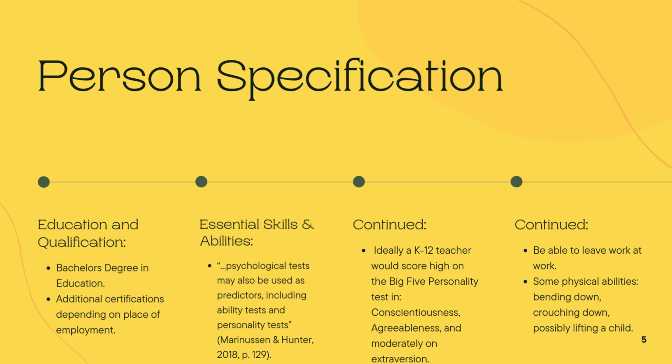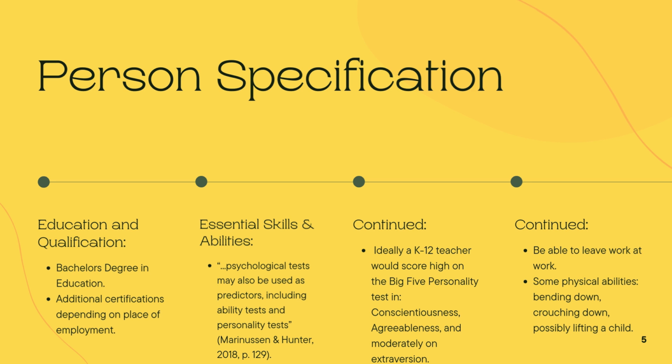Essential skills and abilities. Psychological tests may also be used as predictors, including ability tests and personality tests. Ideally, a K through 12 teacher would score high on the Big Five personality tests in conscientiousness, agreeableness, and a moderate score on extroversion. So teachers need to be conscious and aware of what's going on around them. They need to be fairly easy people to get along with, enjoyable to be around. Just because you're a teacher doesn't mean you need to be this out there extrovert, but it does help. You need to be able to leave work at work.